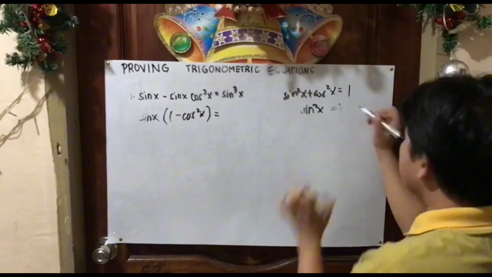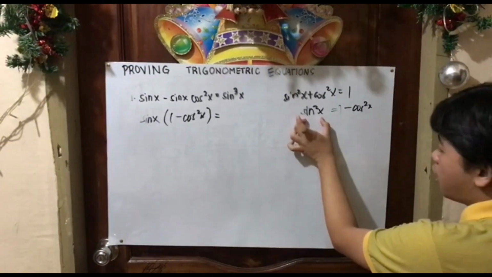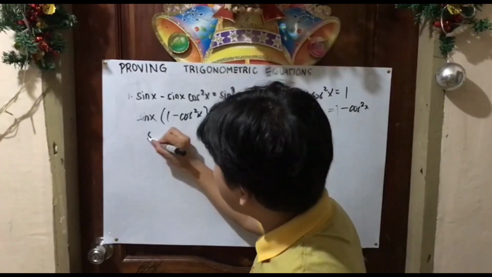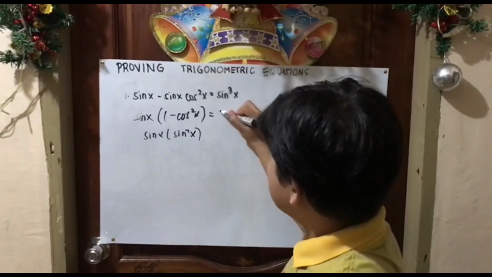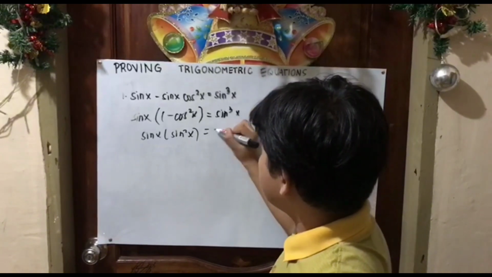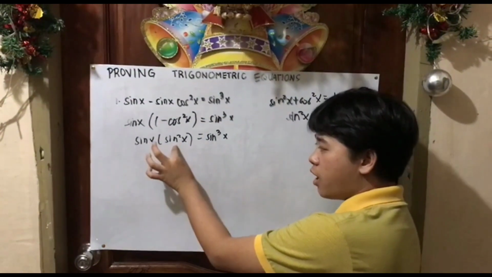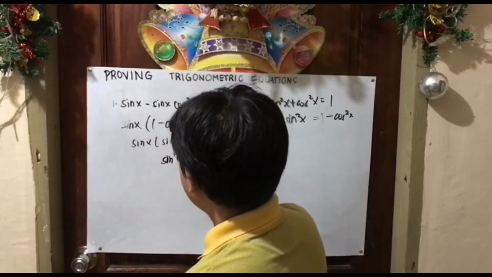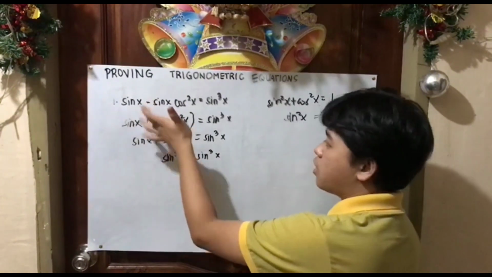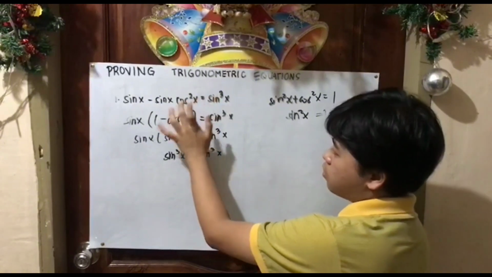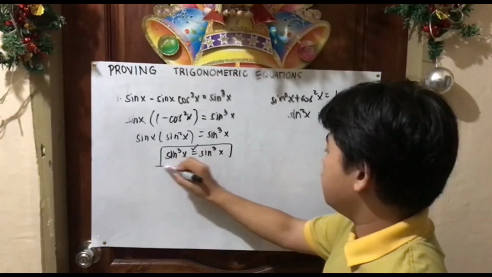So from positive, it will now be negative cosine squared x. So 1 minus cosine squared x is equal to sine squared x. So sine x times sine squared x is equal to sine cubed x. So we proved that sine x minus sine x times cosine squared x is equal to sine cubed x. And that's it.